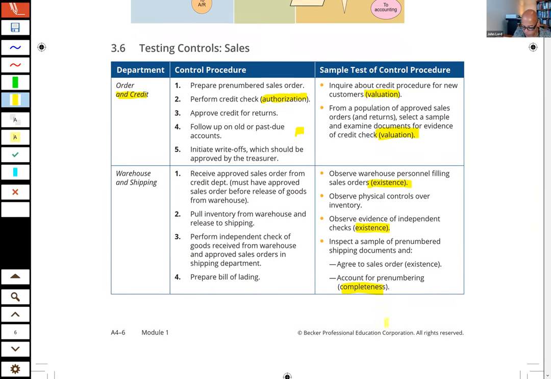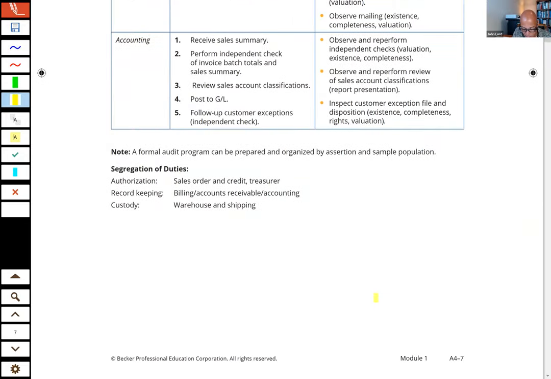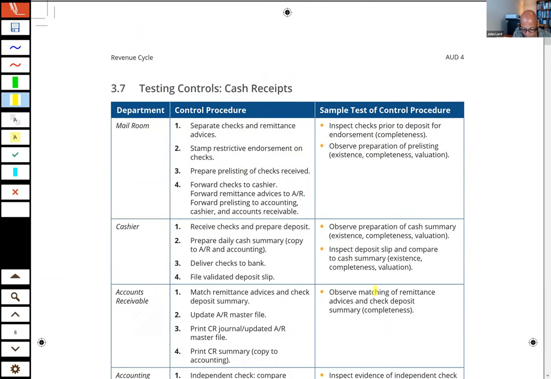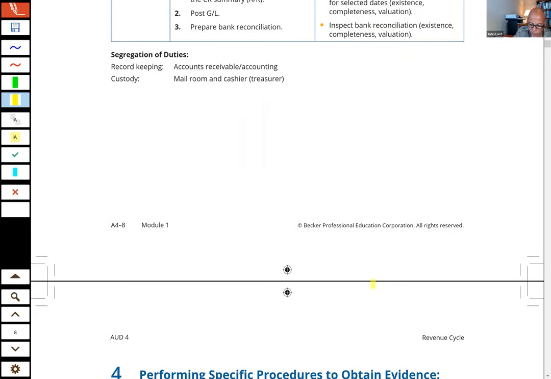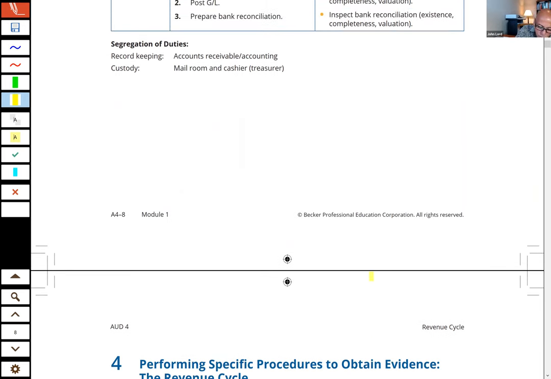Okay, good. Now we're going to start to look here at substantive procedures. Okay. But before we look at the substantive procedures for the revenue cycle, let's just do a little review of the accounting process.